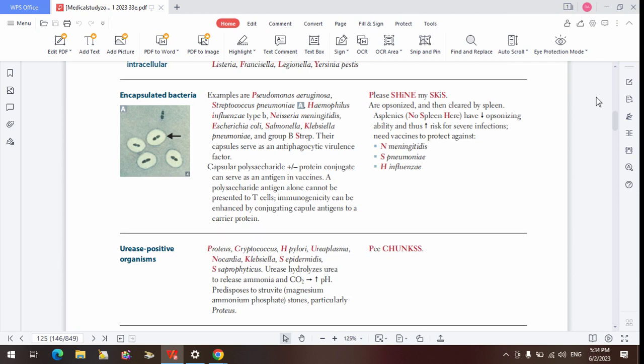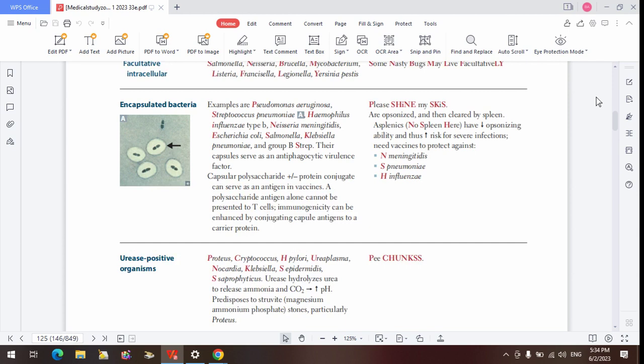Please, can you repeat what she said again? Sorry. The capsule is the outer layer and is not present in all the bacteria. So a bacteria that has a capsule is encapsulated. Do you get it? Okay. So Streptococcus, Neisseria. Yeah, just a minute. Sorry, don't be angry.